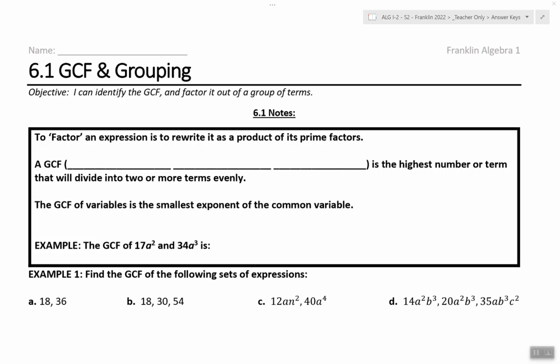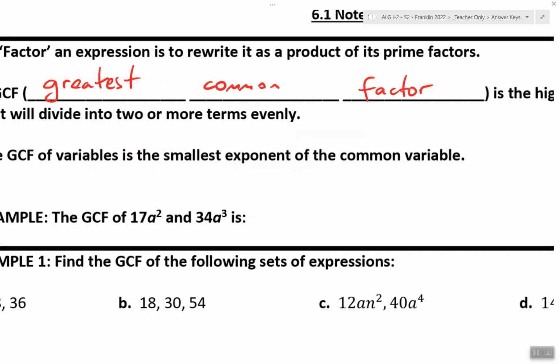Now GCF is the greatest common factor, and that is the highest number or term that will divide into two or more terms evenly. If you have variables with exponents, the GCF of variables is the smallest exponent of the common variable. You'll see an example of that right now.